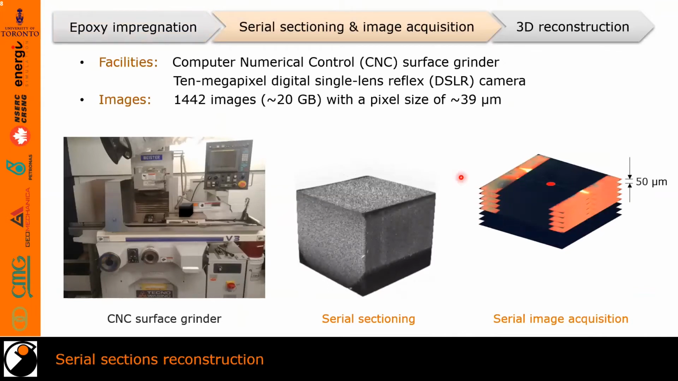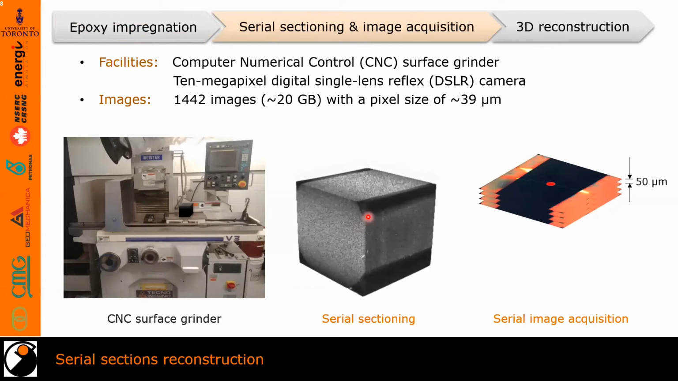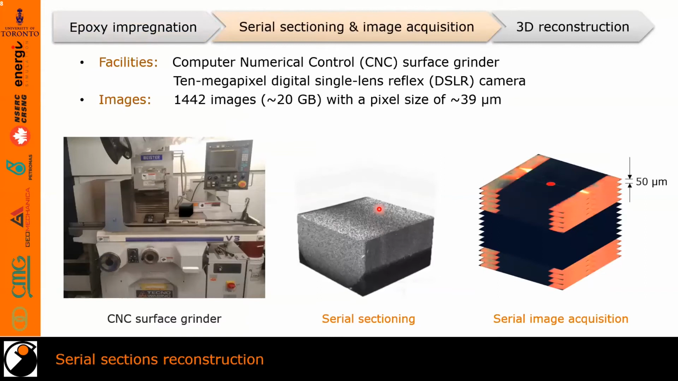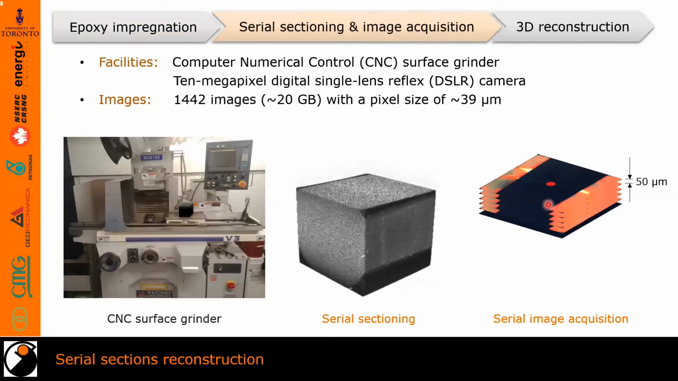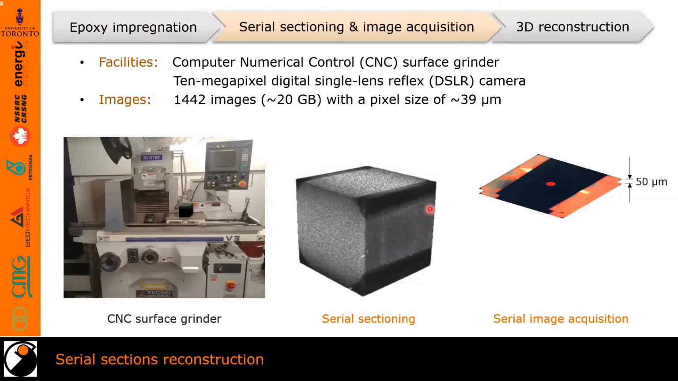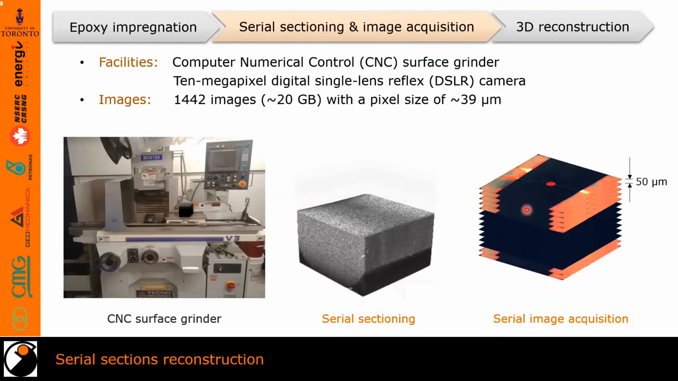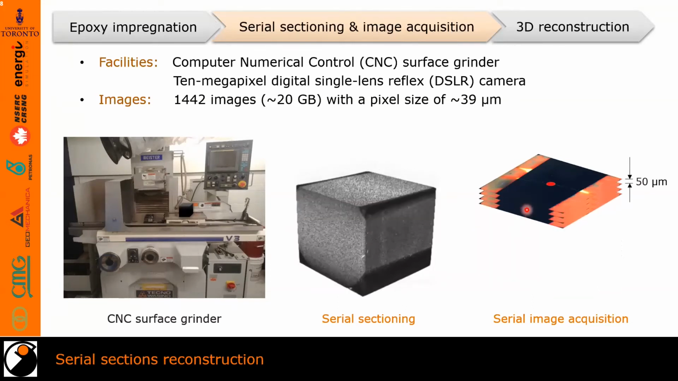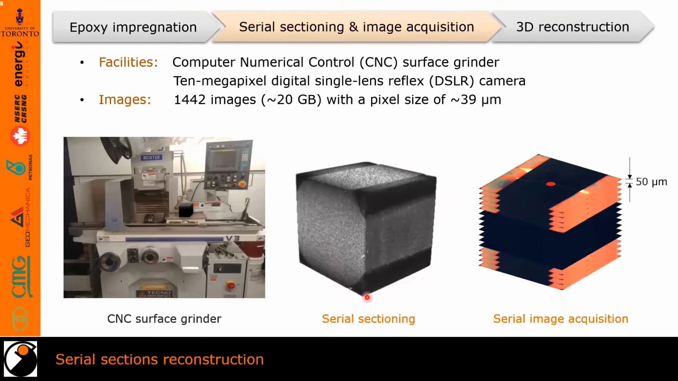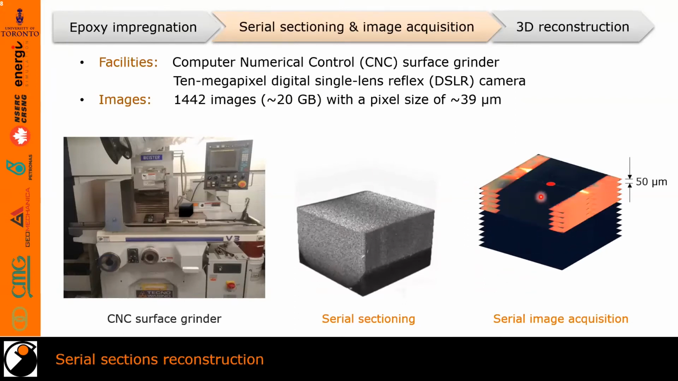The epoxy impregnated sample was then zero-sectioned by a surface grinder, and the newly exposed surface was photographed by a digital camera. This grinding and photographing procedure will remove a 50 micron thick layer of material from the sample in each grinding cycle and capture one color image at a resolution of 39 micron. By repeating this procedure through the entire sample, an image stack of 1442 images is acquired.